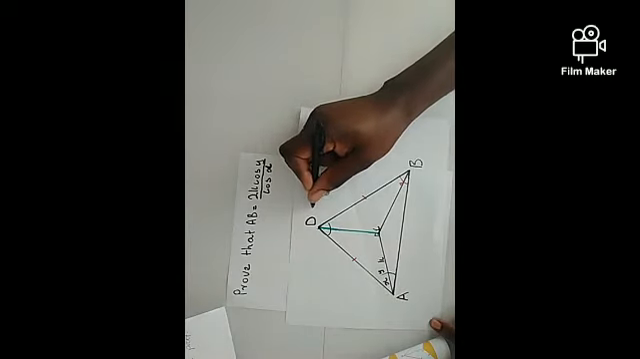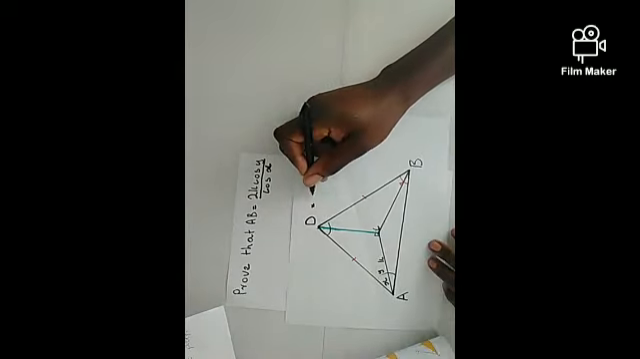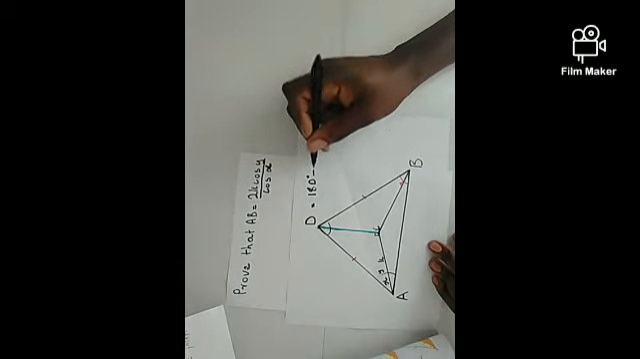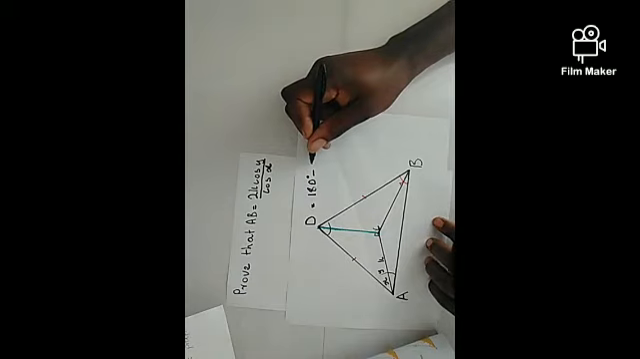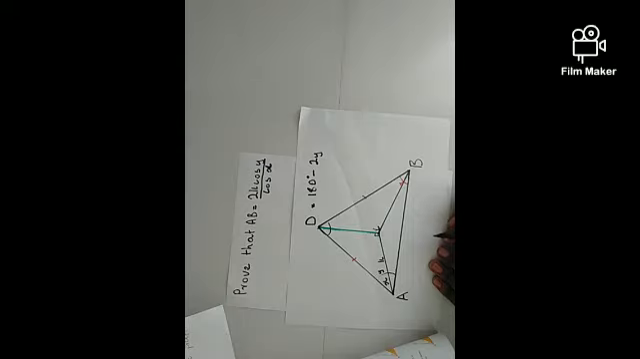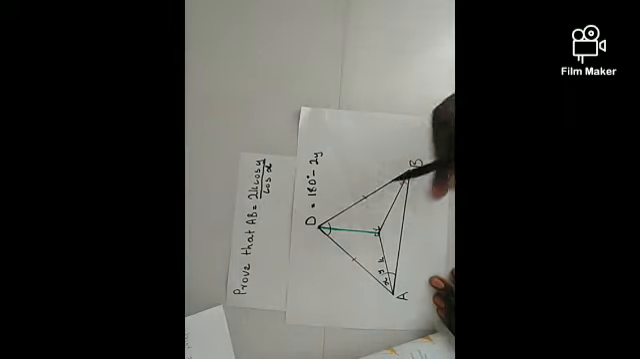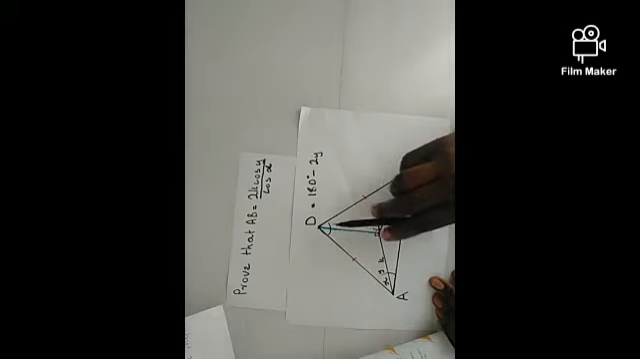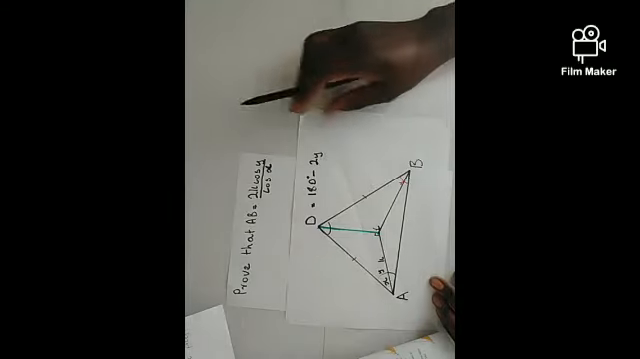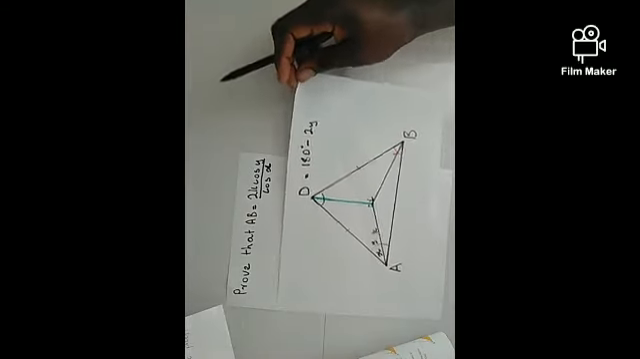Therefore, using the sum of angles of a triangle, we can find angle D. Angle D will be equal to 180 degrees minus 2Y. Sum of angles of a triangle, because angle DAB equals Y and angle ABD equals Y. Therefore, angle D equals 180 minus 2Y. Right.